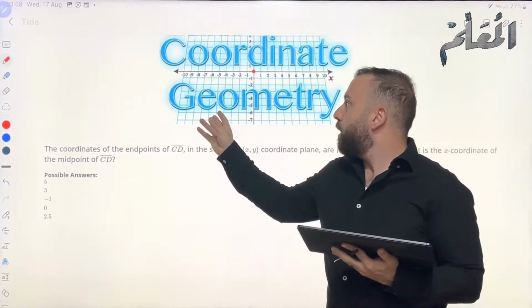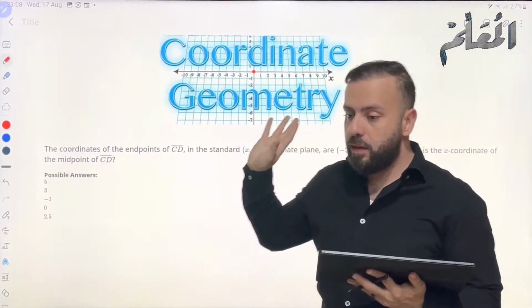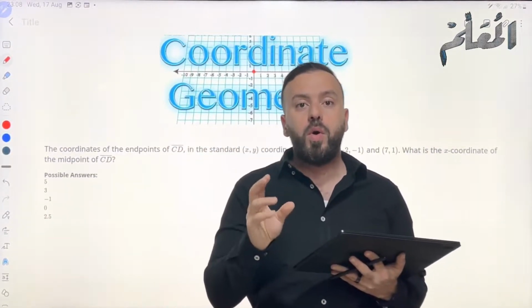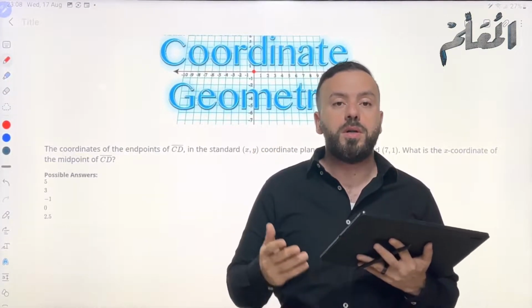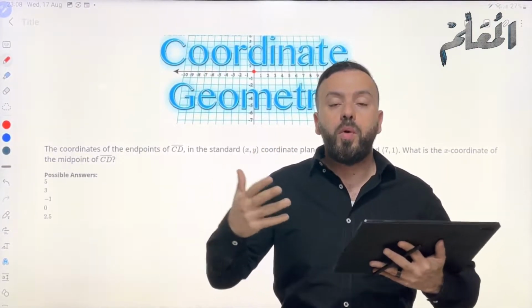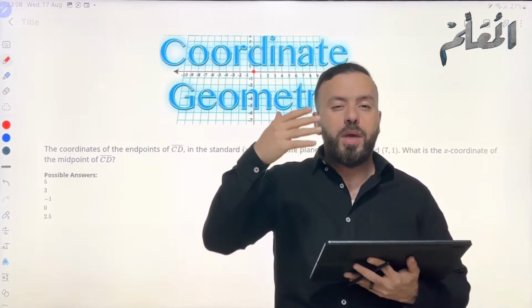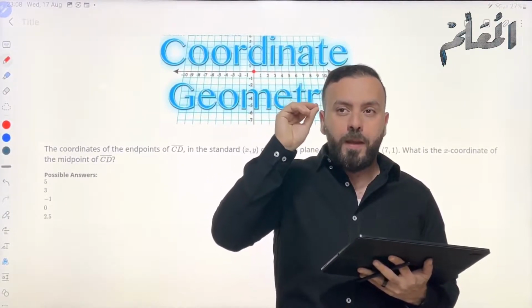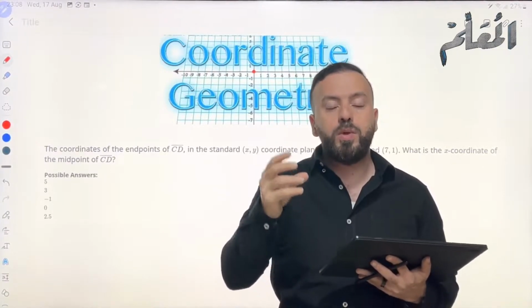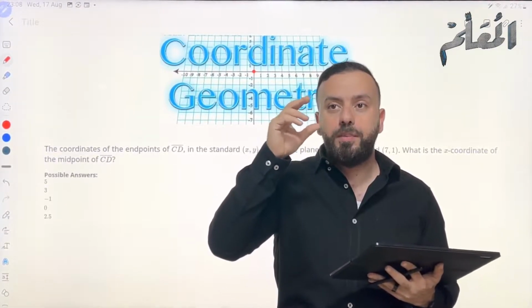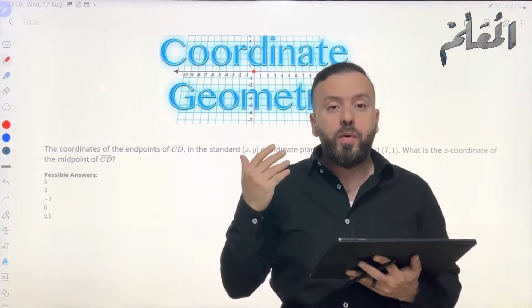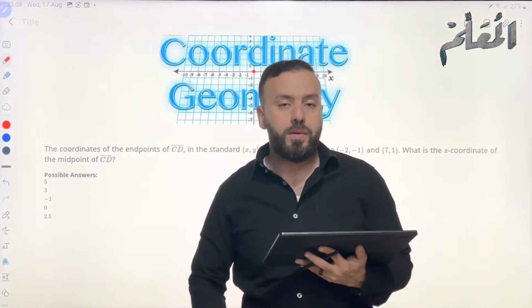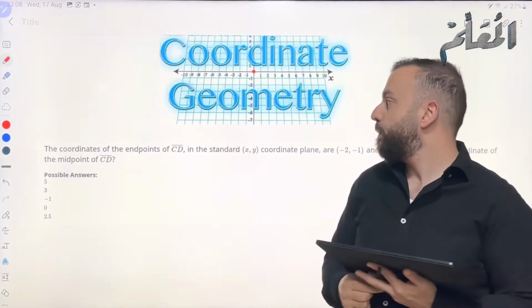Coordinate geometry focuses on general geometry: polygons, circles, triangles, which involve, in coordinates, how you can calculate the midpoint, distance between 2 points, radius, the perimeter, the circumference, anything that we did before but using coordinate geometry. So let's start with question 1.